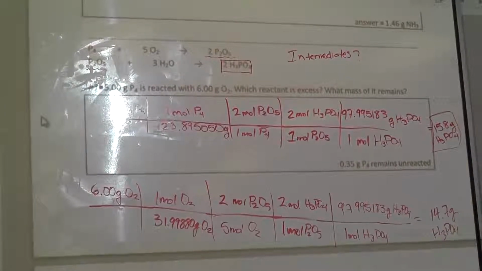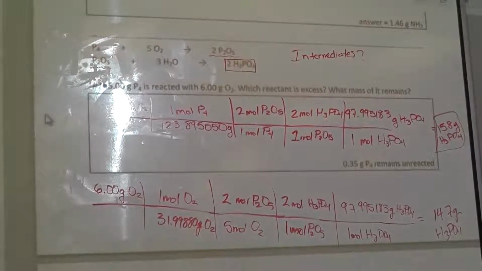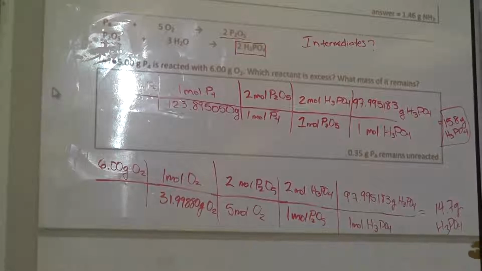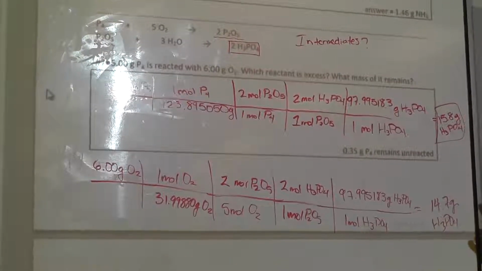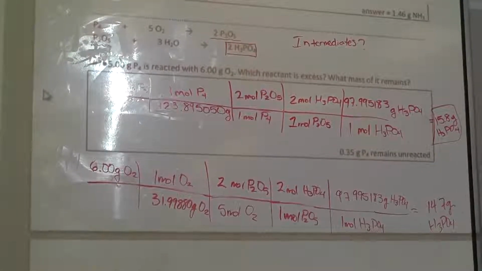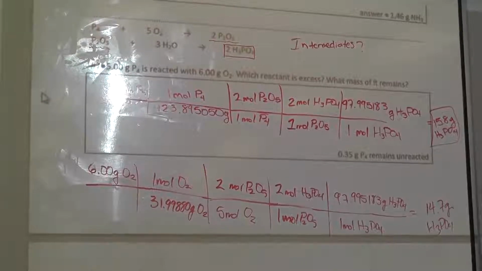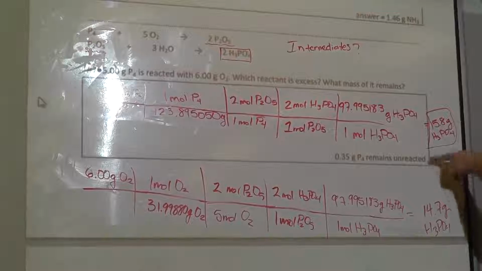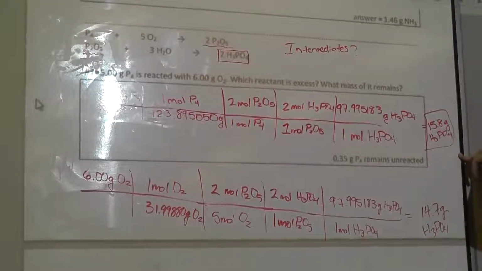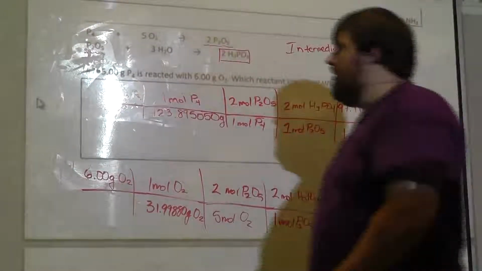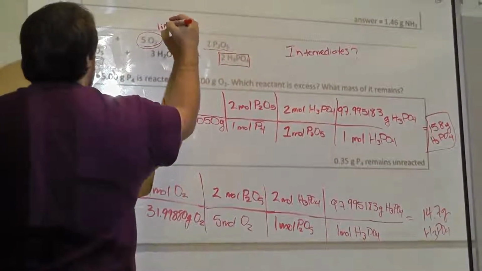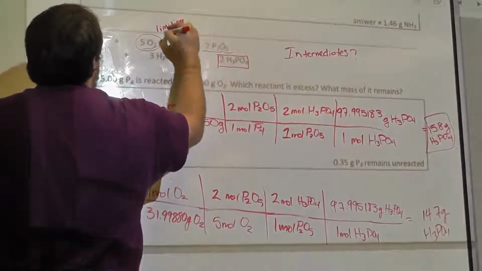Okay. So which one is less? The bottom one. Which one's less production? The bottom. So this one is only going to produce 14.7 grams, and that one's going to be producing 15.8. So your limiting reactant in this problem is your O2. So that's your limiting reactant.